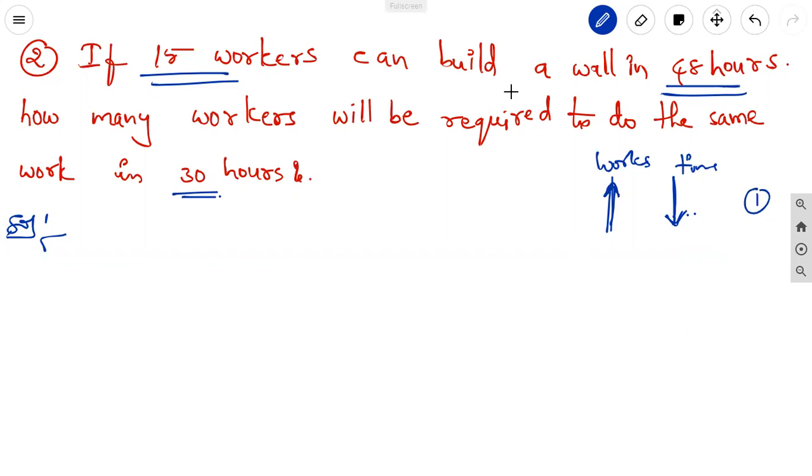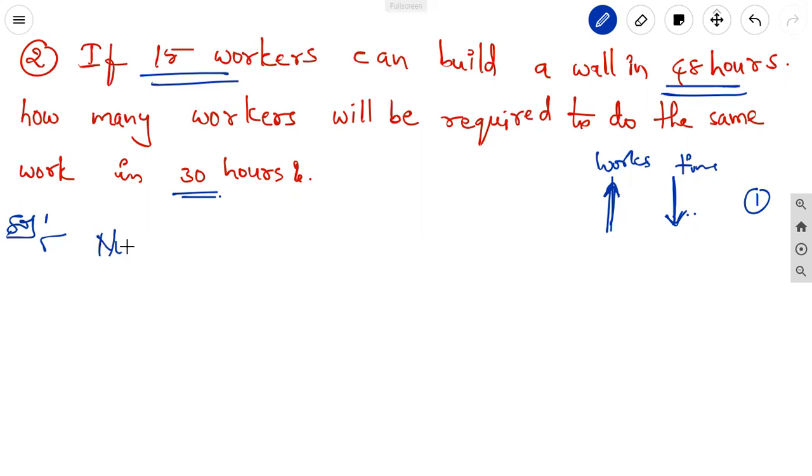Here, building a wall means the same length and same height of wall is built in 48 hours with 15 workers. We want to complete that wall within 30 hours, so how many workers are required? If we increase the workers, the time taken is less. That is nothing but inverse. Just check the relation: is it inverse or direct proportion?